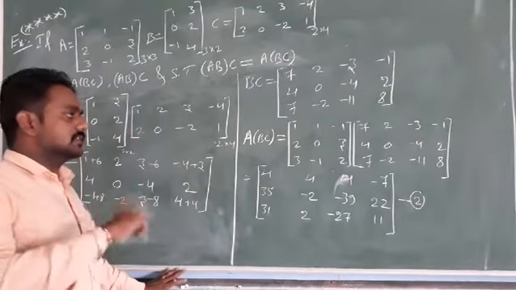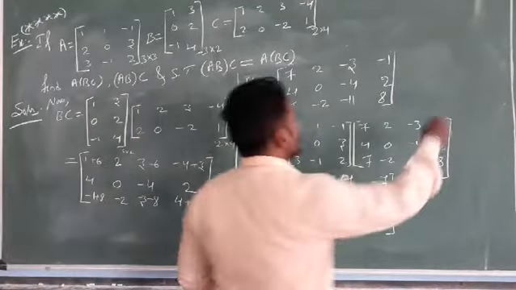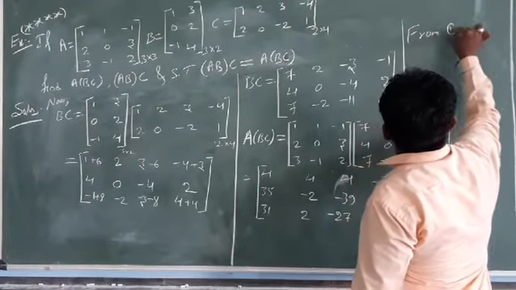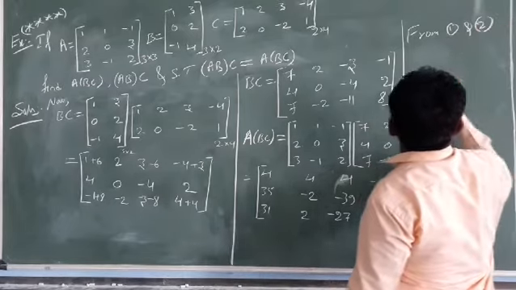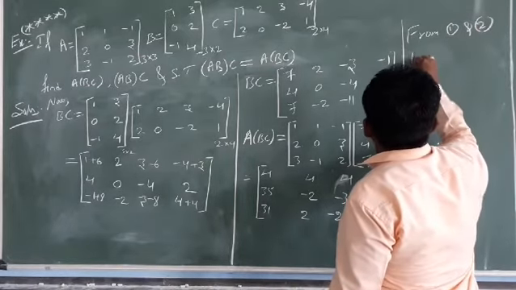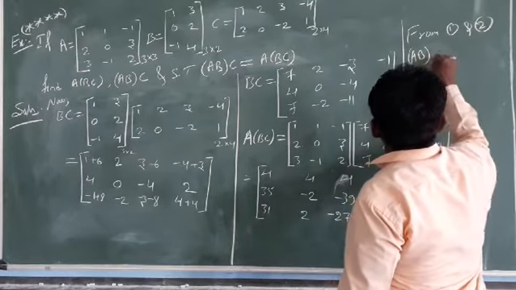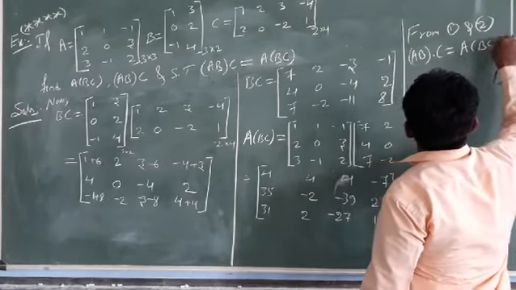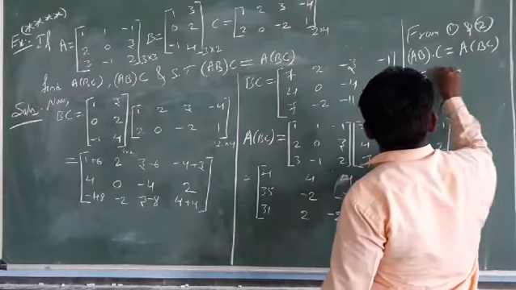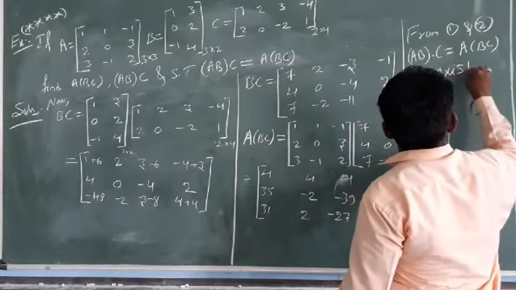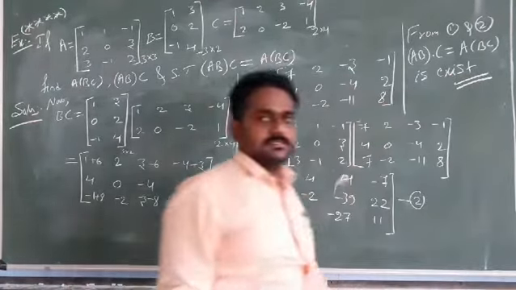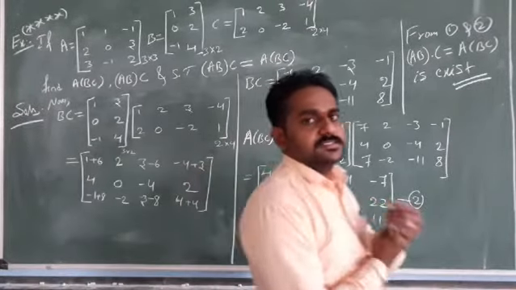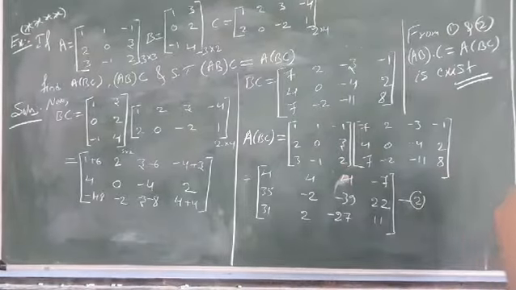So just observe the equation number 1 and equation number 2. What is the conclusion, students? From 1 and 2, AB into C is equals to A into BC. Associative property exists. This is the thing, students. We will get this kind of questions for 5 marks. Okay.